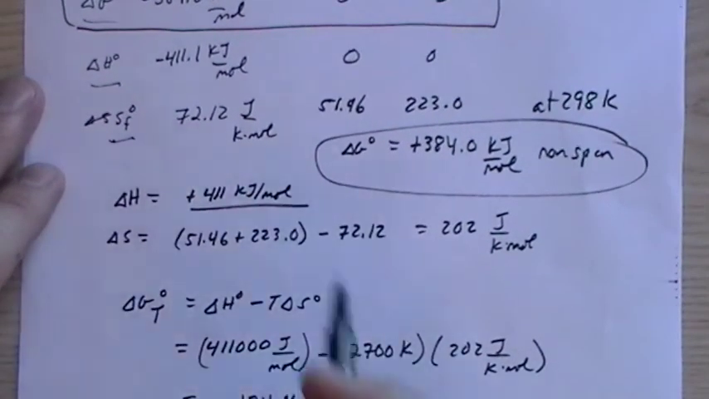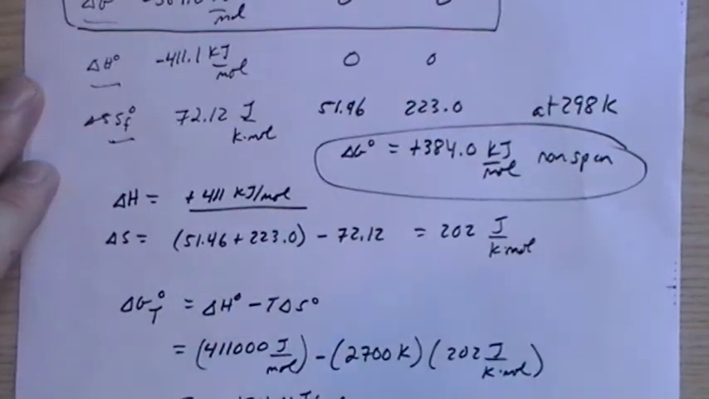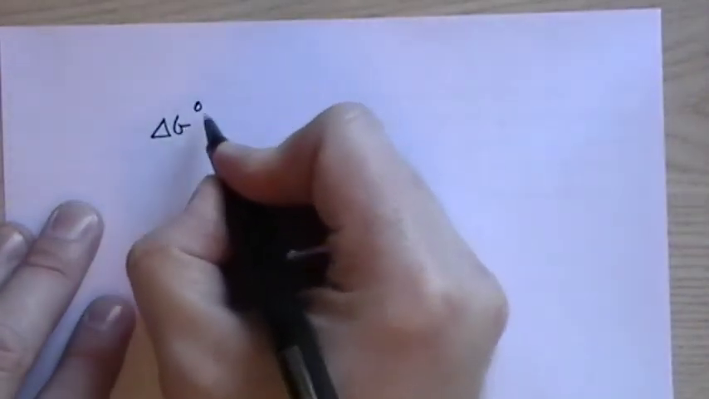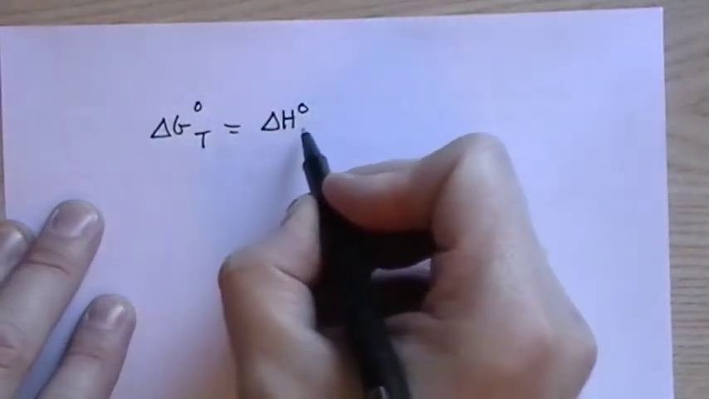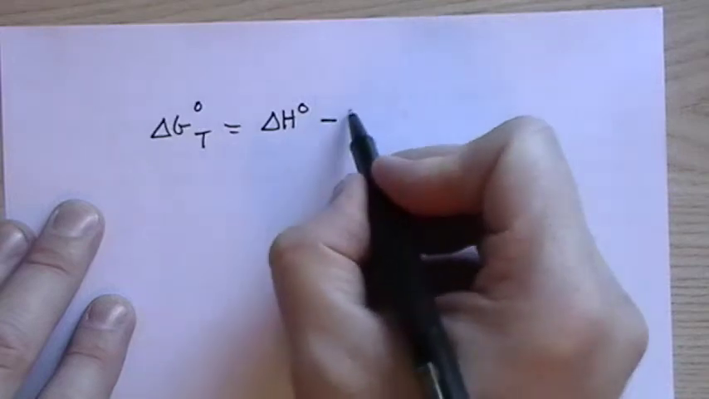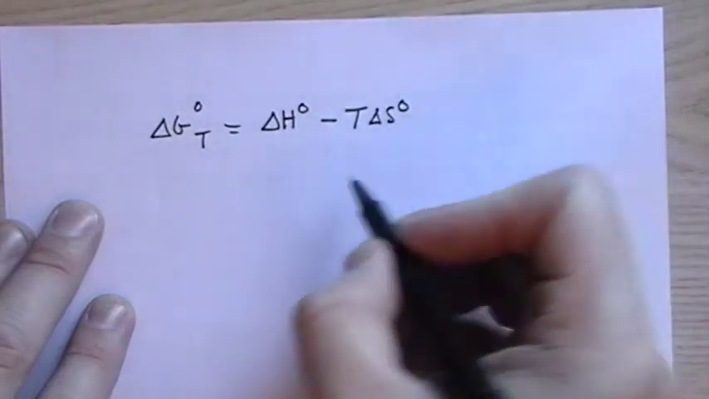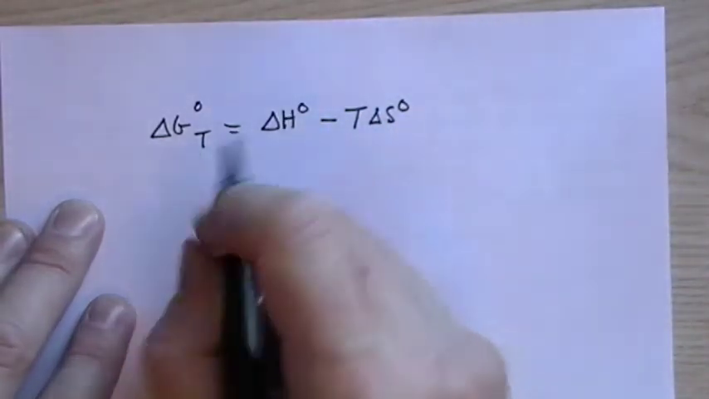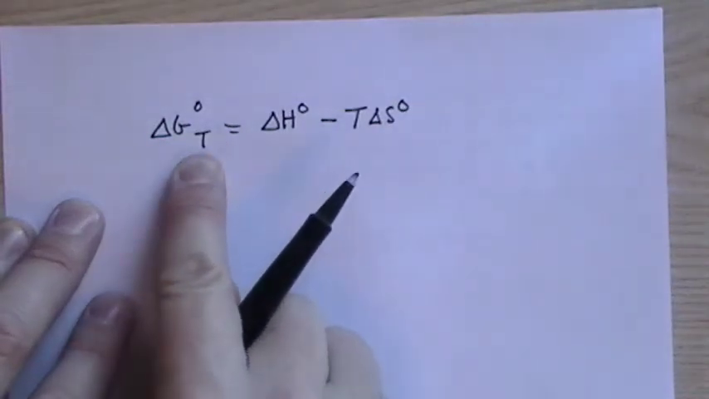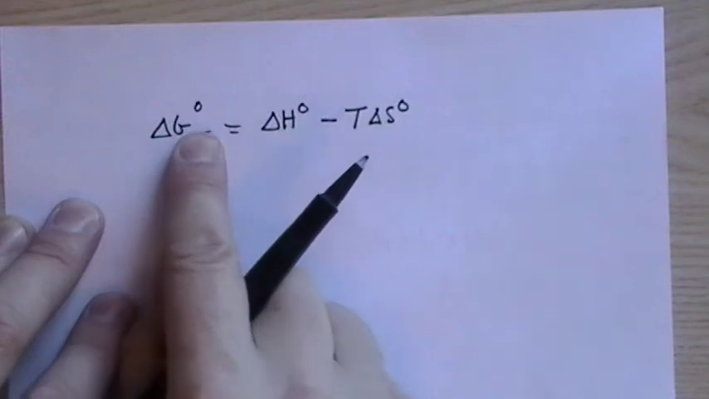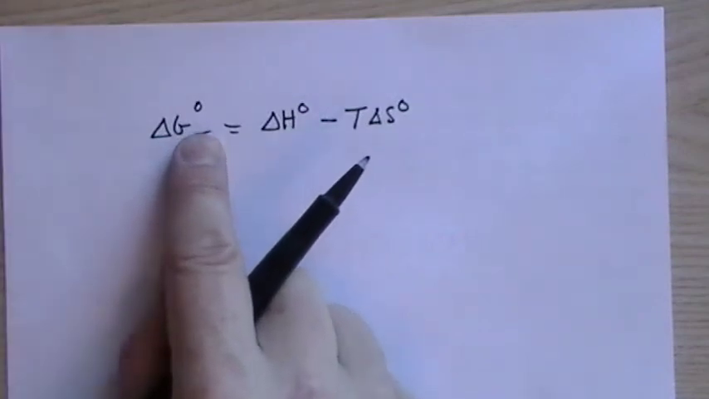Now, if we want to do this, and I should probably just rewrite this a little bit. If we want to find out the free energy at another temperature, what we do is we can take delta H standard minus T delta S standard and change the temperature. Now, really, that shouldn't be allowed. This is the true equation. We put this T here to indicate we're at a different temperature. This equation is only supposed to work at 298 Kelvin.